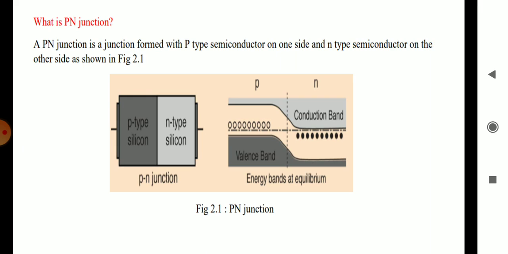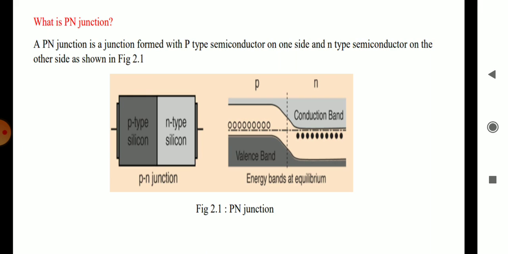Before understanding the qualitative description of current flow at a PN junction, we need to understand the basic concept of what a PN junction is. A PN junction is a junction formed with a P-type semiconductor on one side and an N-type semiconductor on the other side. As you can see in the figure, that is a PN junction. These materials are formed by adding a pentavalent as well as a trivalent impurity to a pure intrinsic semiconductor. When we combine the P and N, a junction is formed between them. That is a PN junction.